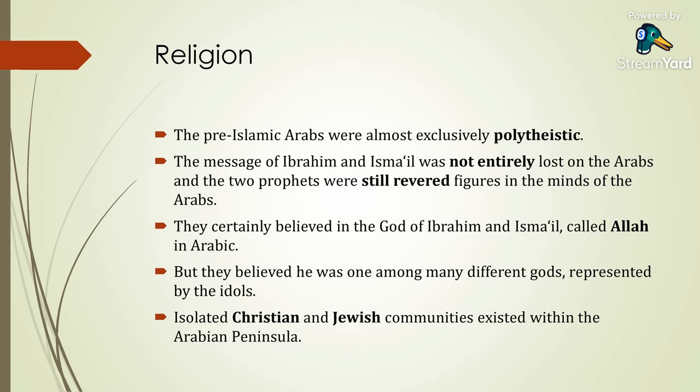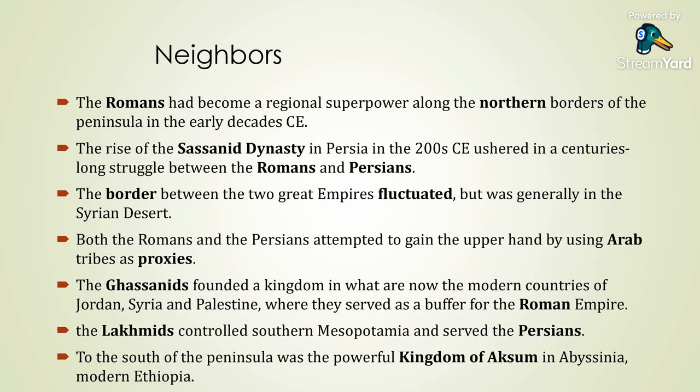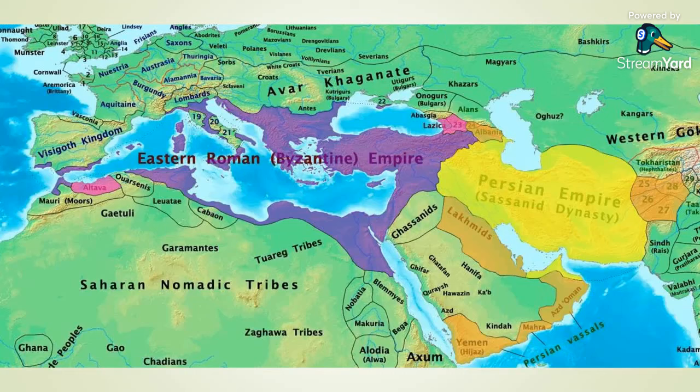Now, besides these polytheistic people, there were also isolated Christian and Jewish communities in the Arabian Peninsula. The neighbors, or the empires around that region, were the Romans and the Persian or Sassanid Empire. These two were the main empires, but they also had the Lakhmids and Ghassanids as their vassal empires.